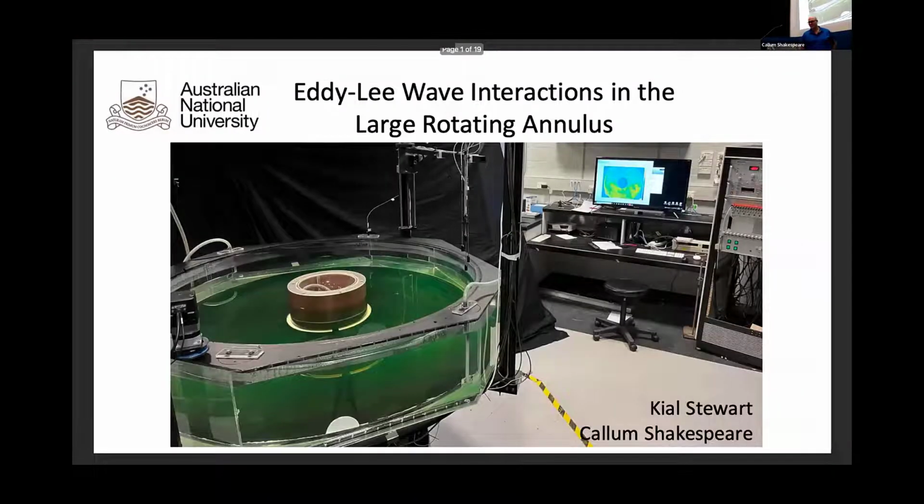Yeah, so I'm going to give you a very qualitative overview of some experiments that we've been running with the configuration in the lab up the hill in the geophysical fluid dynamics lab. What we're aiming to do is understand the interactions between the eddies, background rotation, and lee waves in what we call this large rotating annulus, which is pictured here, and I'll talk about it in just a sec.